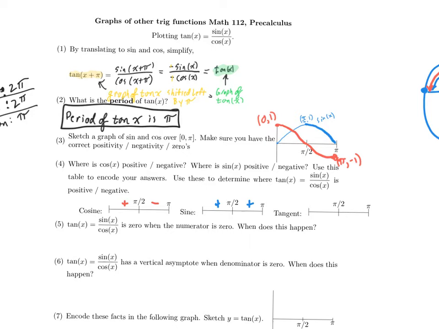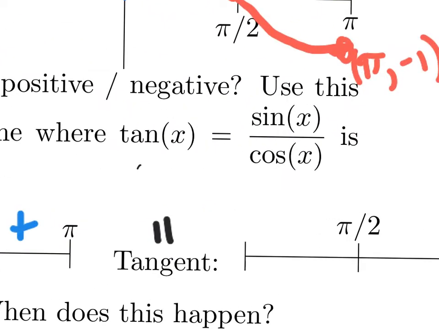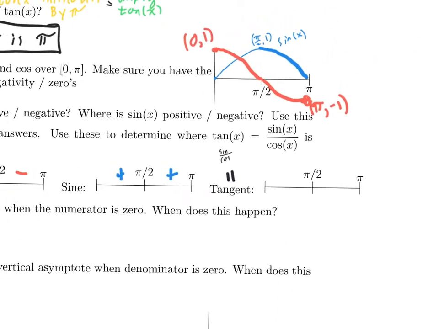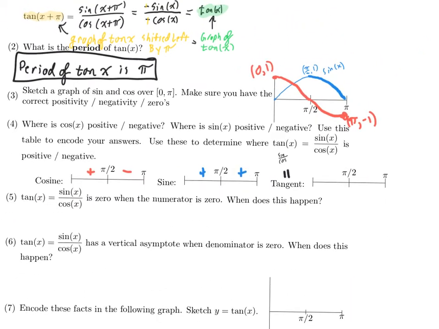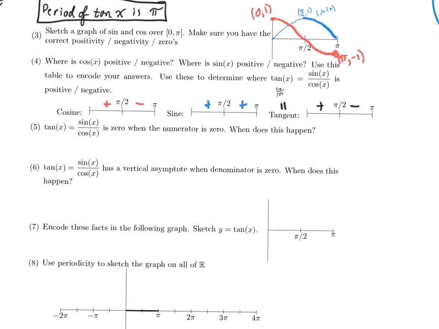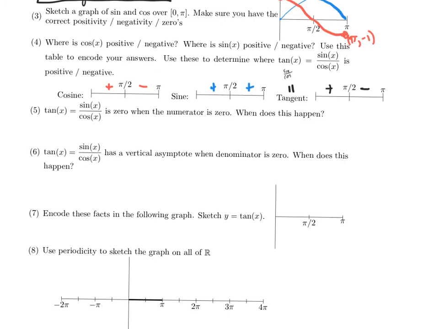So tangent is sine over cosine. So that tells me everything. Between 0 and pi over 2, tangent will be positive divided by positive, which is positive. Between pi over 2 and pi, tangent is positive over negative, which is negative. Nice. So let's encode that in this graph. Tangent will be positive here and negative here.